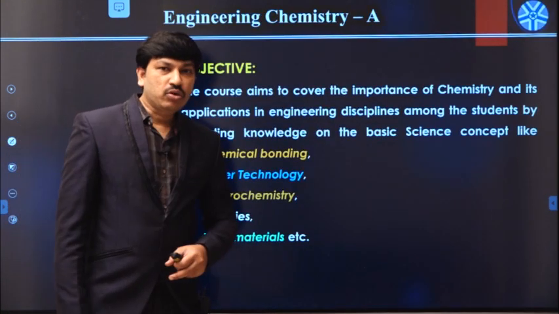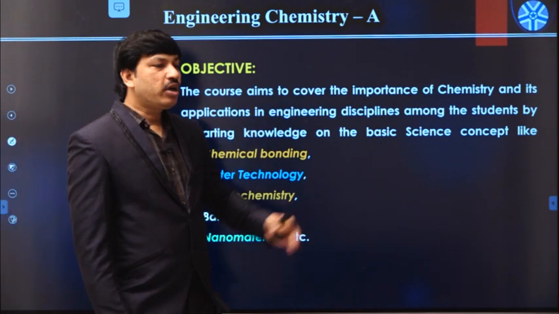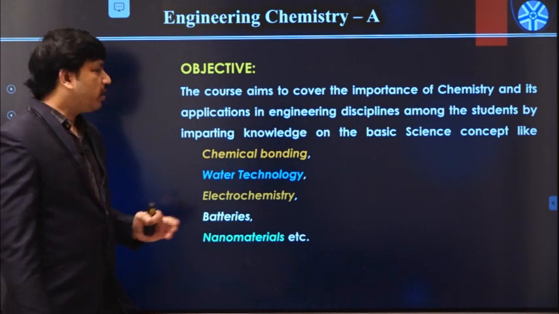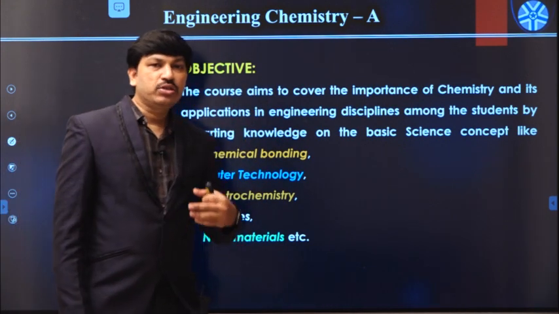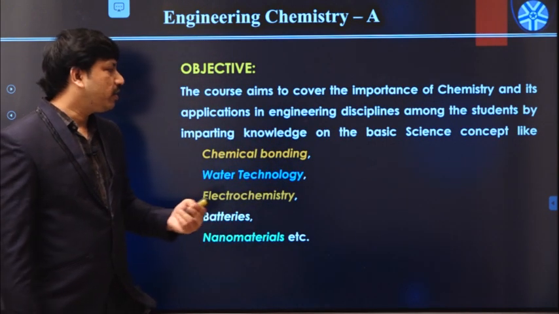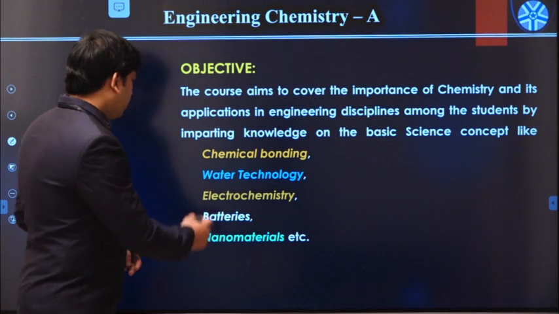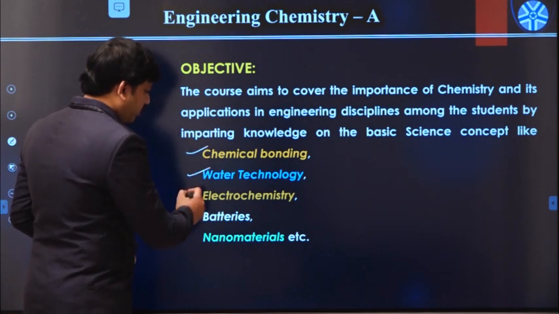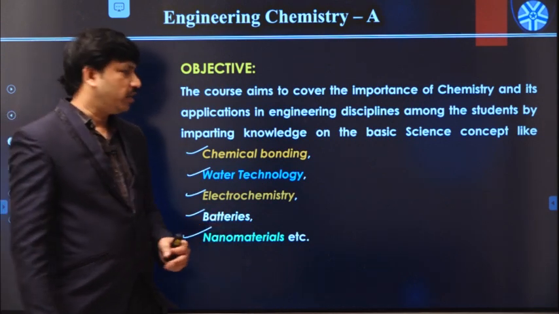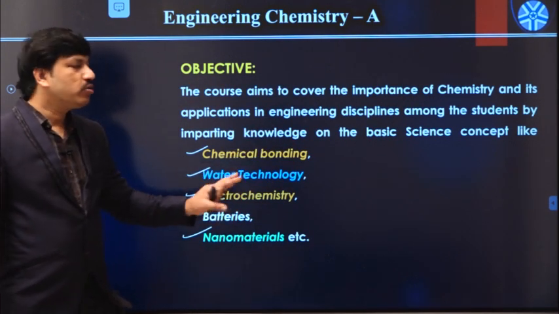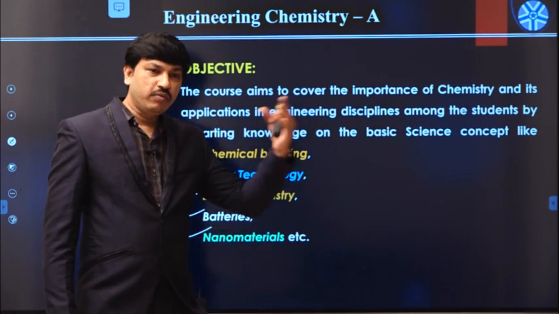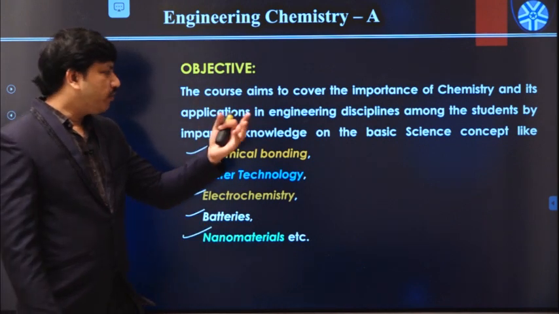The main objective of this course is to cover the importance of chemistry and its applications in engineering disciplines. At the same time, the Engineering Chemistry A course tries to provide some fundamental knowledge of basic science concepts like chemical bonding, water technology, electrochemistry, batteries, nanomaterials, and so on. So from this course you will be able to learn all these topics, and that knowledge is useful even next year, for future purposes.